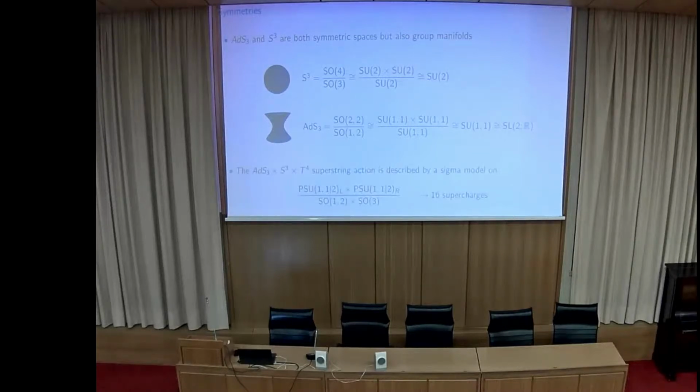And these bosonic symmetries, so for the sphere, these 2 copies of SU(2), and for the 3-dimensional AdS space, these 2 copies of SU(1,1), in the superstring action, so when adding fermions and having supersymmetry, this will gather into 2 copies of this PSU(1,1|2) superalgebra. And this is where these 16 supercharges come from: 8 from the left copy, and in total there will be 16 supercharges.